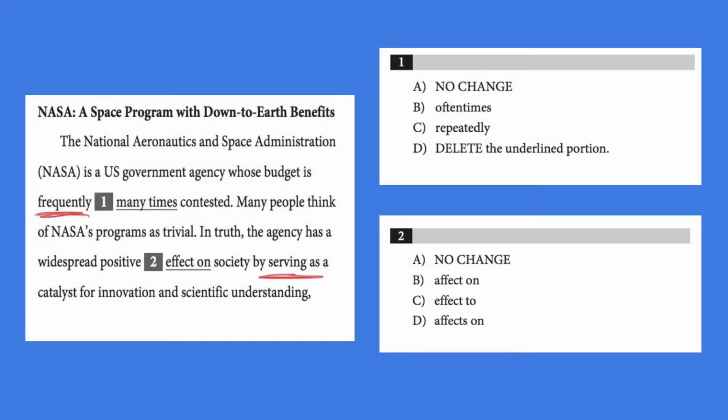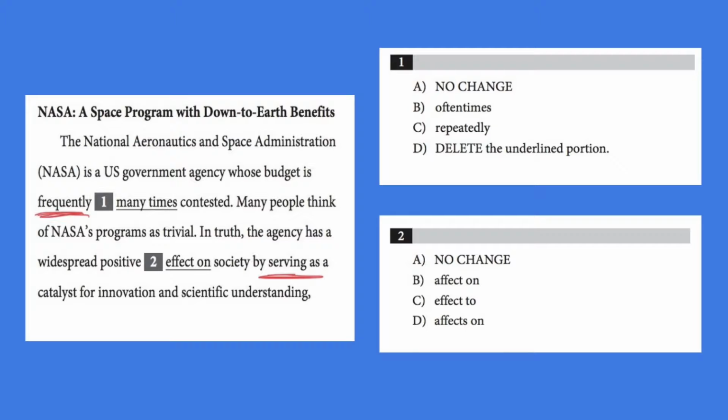So since the first question is only asking about this one short phrase, we can just read the first sentence to find the answer. The question is asking what to do with the underlined portion, many times. The options are to not change the phrase, or B, change it to oftentimes, C, change it to repeatedly, or D, delete the underlined portion.